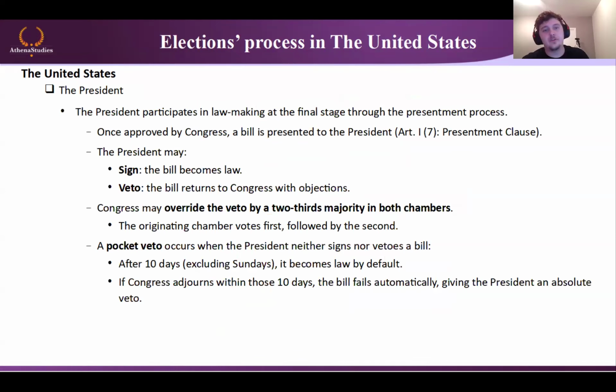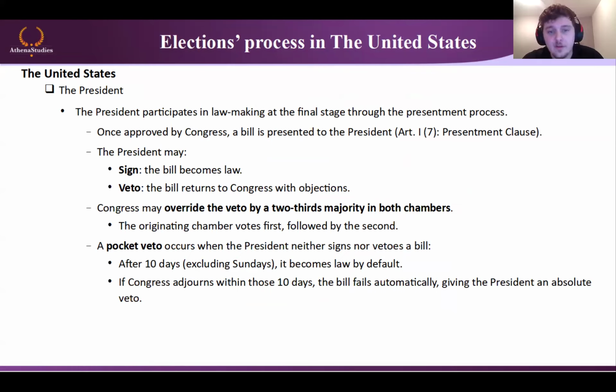What about the president? Well, the president participates in lawmaking at the final stage through the presentment process. So basically, once approved by the Congress, a bill is presented to the president. And that's Article 1.7, the presentment clause. The president may either sign, so the bill then becomes law, or veto, and then the bill returns to Congress.